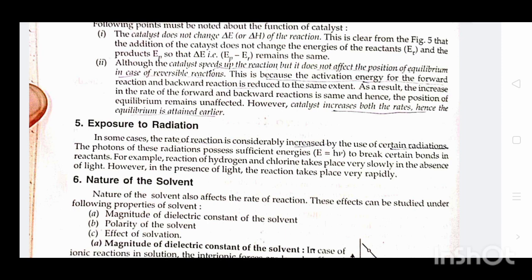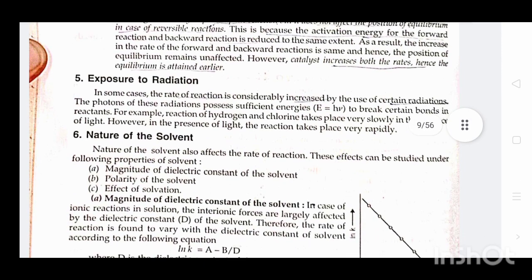Exposure to radiation. In some cases, the rate of reaction is considerably increased by the use of certain radiation. The photons of these radiations possess sufficient energy to break certain bonds in reactants. For example, the reaction of hydrogen and chlorine takes place very slowly in the absence of light. However, in presence of light, the reaction takes place very rapidly.